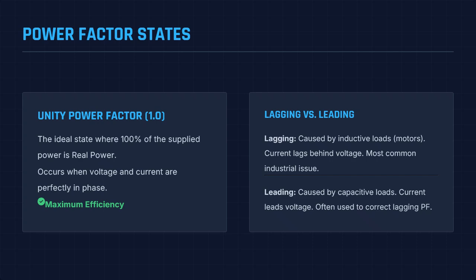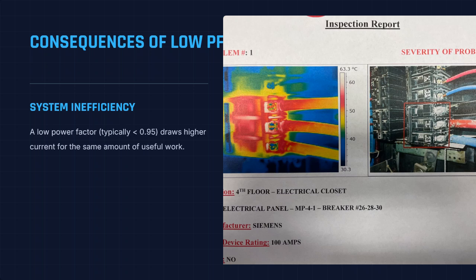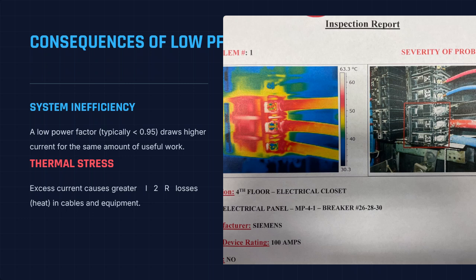Consequences of low PF. Why is a low power factor a problem? Physically, it is inefficient. A low power factor means the system must draw a higher current to do the same amount of work. This excess current creates thermal stress, leading to greater heat losses in your conductors and requiring larger, more expensive transformers and cabling to handle the load.